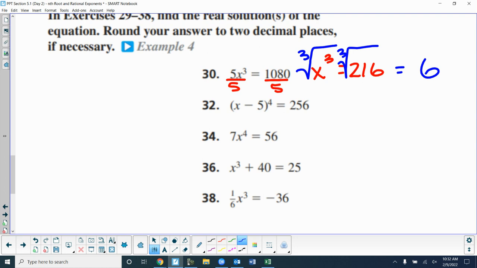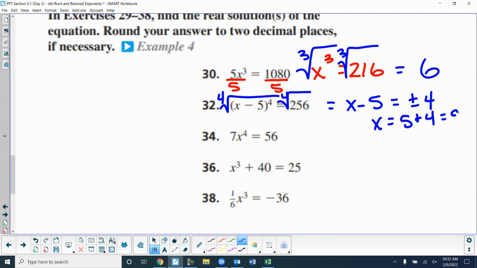Cube root. 4th root, right? 4th root. Wait. Oh yeah, 4th root. Now, since it's even, I have to do plus or minus. That's 4, isn't it? What do I do with the 5 then? You add it, right? So we got 5 plus 4 and 5 minus 4. So that has two answers, 9 and 1. Did we remember that? Okay.